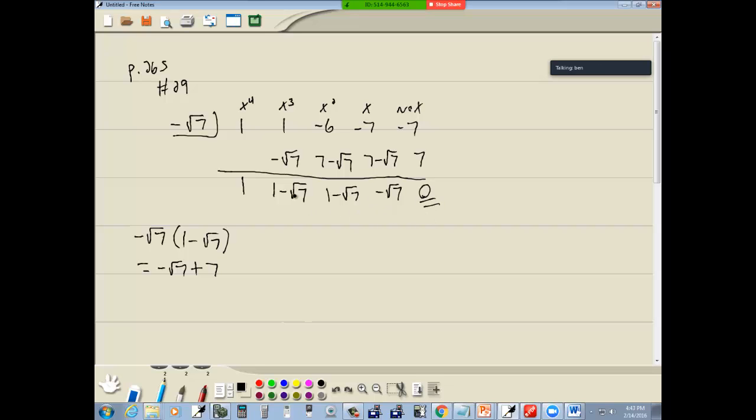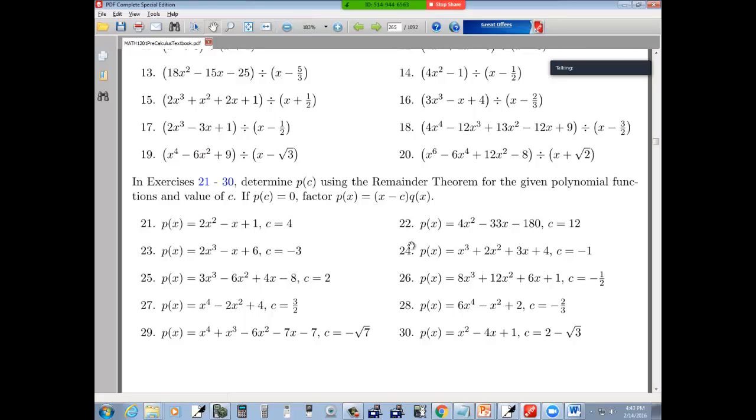Wow, okay. And, of course, I guess I should have read the directions. Determine P if it's equal to 0, factor it. Okay.